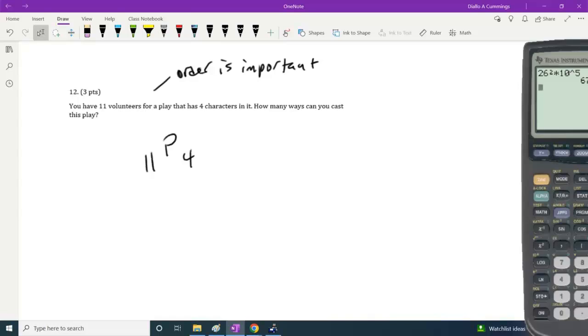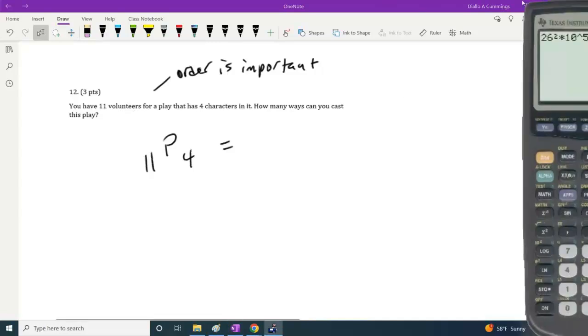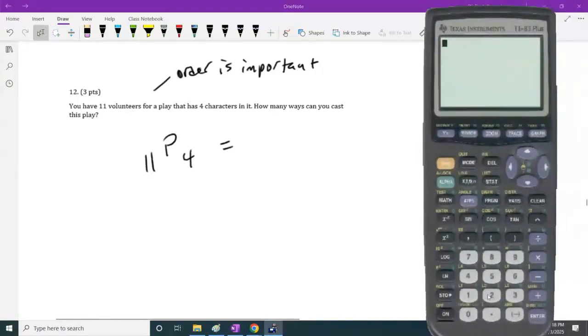And the order would be important. The order would be important because if you're talking about casting a play and runners running in a race for first, second, and third place, the reason why the order would be important in this one is because you want the right person playing the right role. So if I put this in the calculator, this is 11.